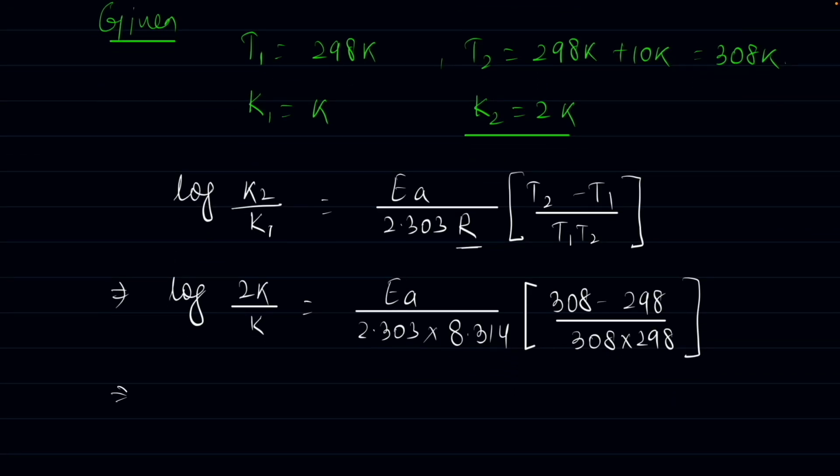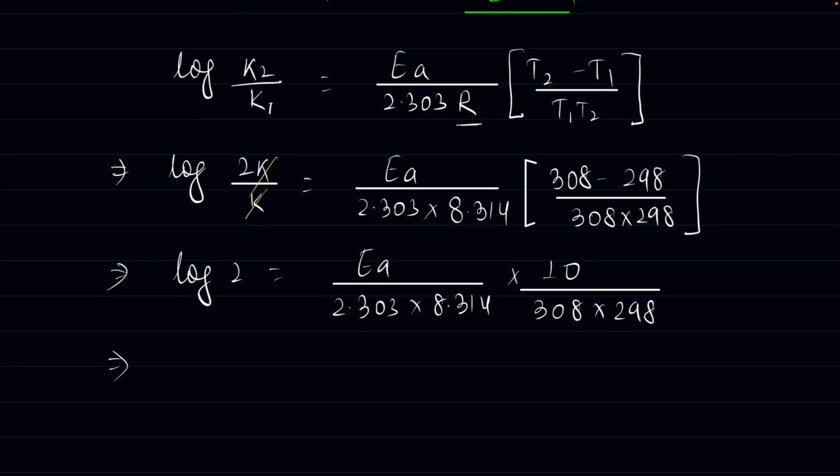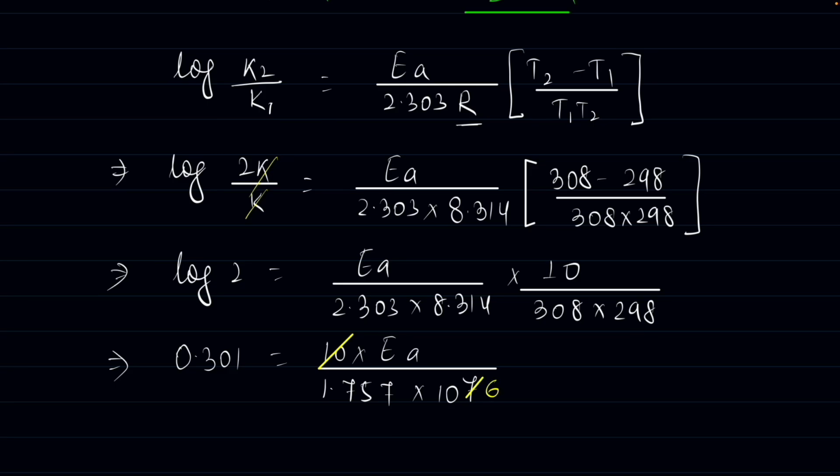Further solving, this K and K get cancelled. So log 2 is equal to EA divided by 2.303 into 8.314 into 10 divided by 308 into 298. So log 2 value is 0.301, equals EA into 10 divided by this whole value, which we can write as 1.757 into 10 to the power 7. So this 10 and 10 to the power 7 will get cancelled.